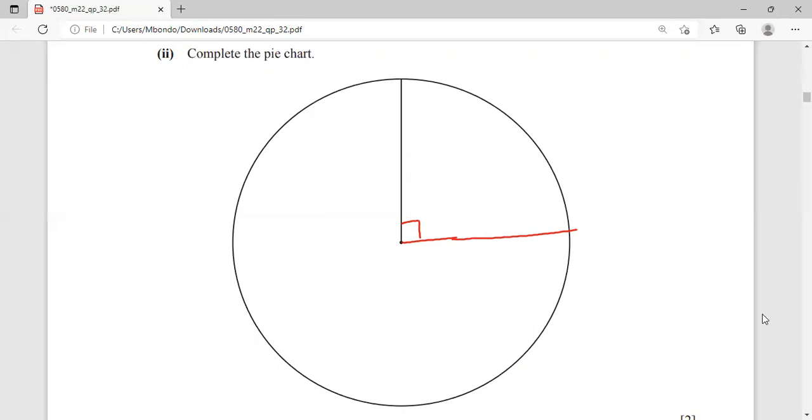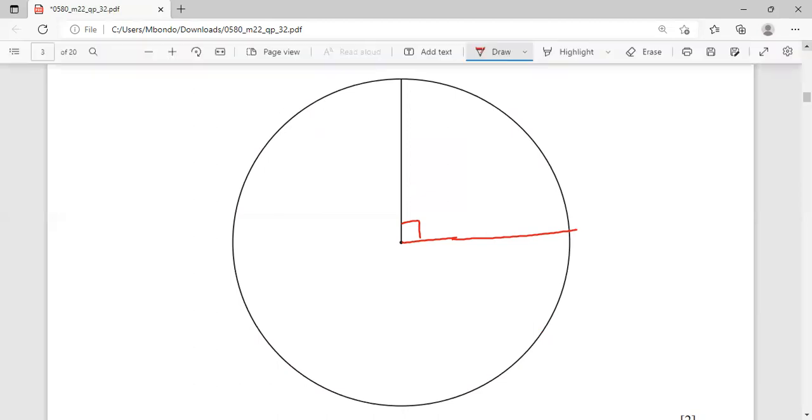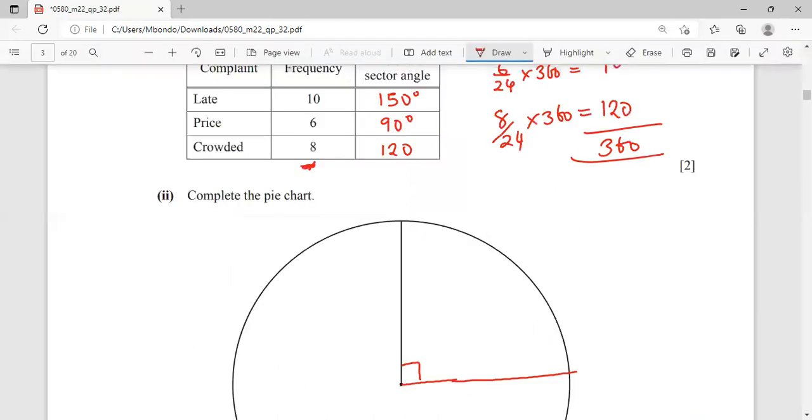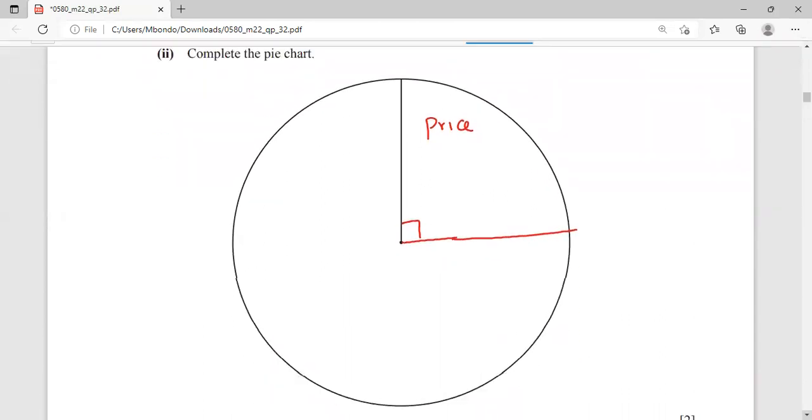So this is going to be 90 degrees, like the complaints of those that say the price. So this is for the price. Then the other two angles, like I told you, I just don't have a way to display a protractor here, but you just have to make sure that you measure your angle. The other angle should be 120, the other one must be 150.